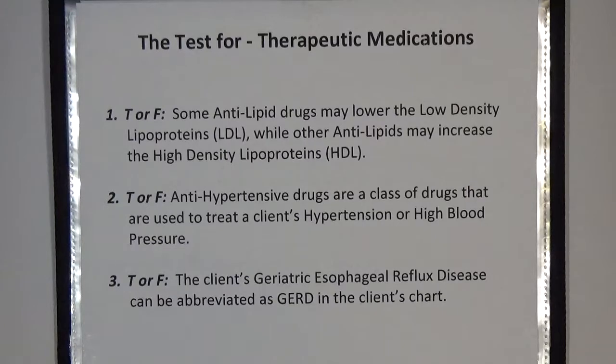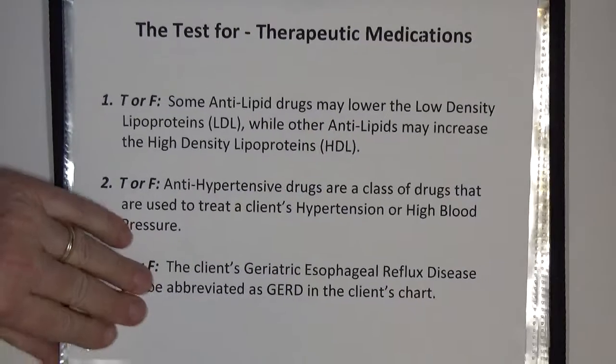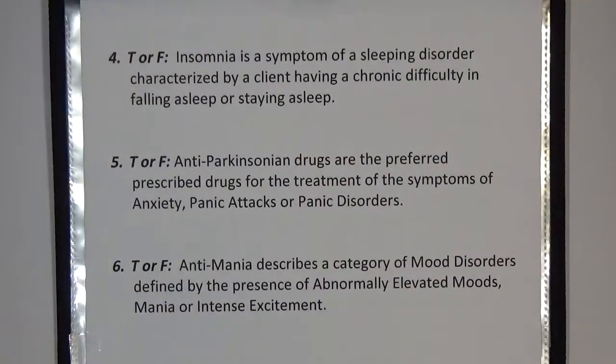Question 3. The client's geriatric esophageal reflux disease can be abbreviated as GERD in the client's chart. True or false? Question 4. Insomnia is a symptom of a sleeping disorder characterized by a client having a chronic difficulty in falling asleep or staying asleep. True or false? Question 5. Anti-Parkinsonian drugs are the preferred prescription drugs for the treatment of the symptoms of anxiety, panic attacks, or panic disorders. True or false?